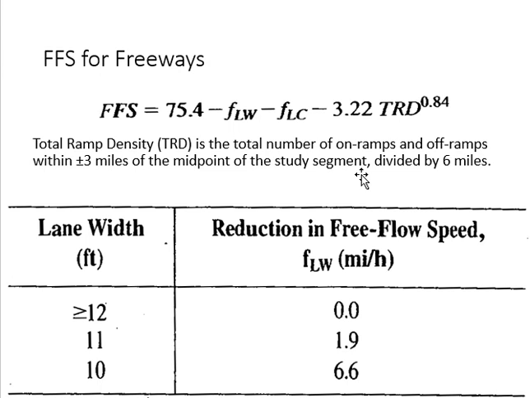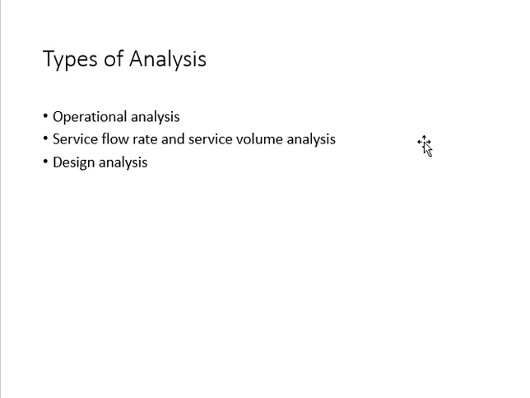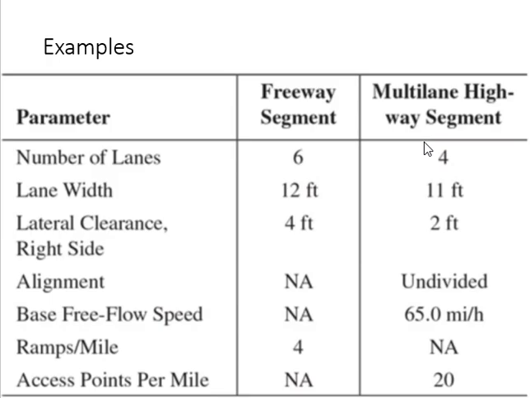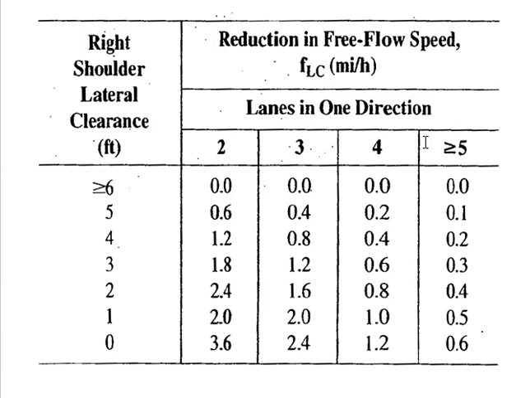Now if I look at the question, I need factor for lane width, factor for lateral clearance, and total ramp density, right? Okay, the ramp density is given. Ramps per mile given. So this TRD will become 4. Okay, direct. No factor here.